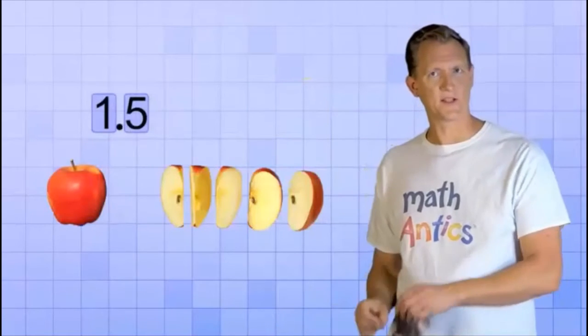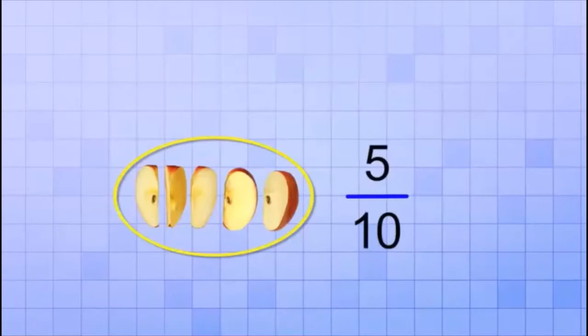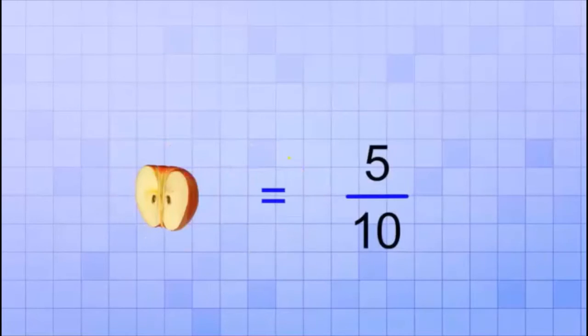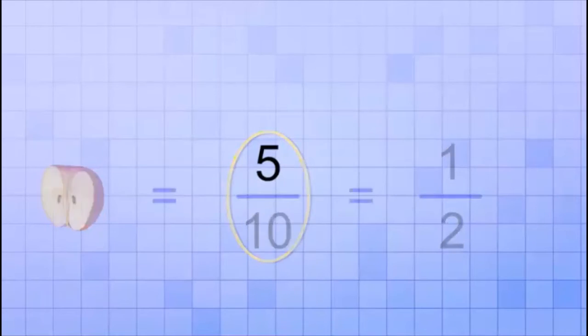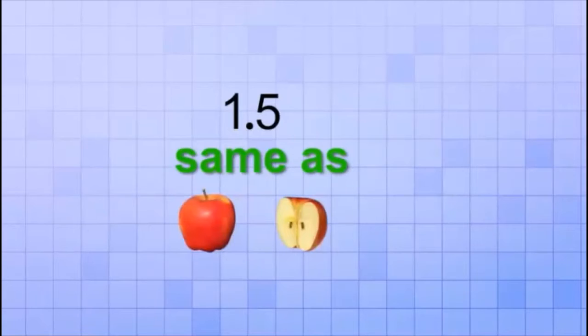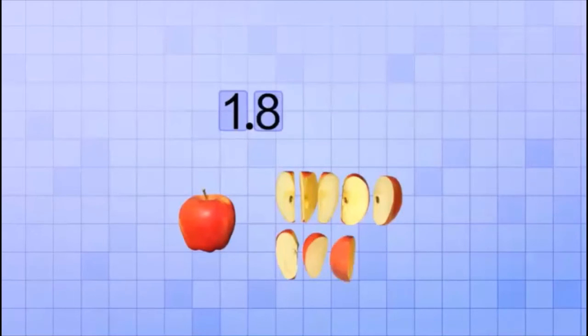Let's pause for a second to notice something important. Do you see that having 5/10 of an apple is the same as having 1/2 of an apple? That's because 5 is exactly half of 10, and the fraction 5/10 can be simplified to 1/2. That's why having 1.5 apples is the same as having one and a half apples. Pretty cool, huh? Anyway, back to counting. 6/10, 7, 8, and 9/10. Now we have one whole apple and also 9/10 of an apple.